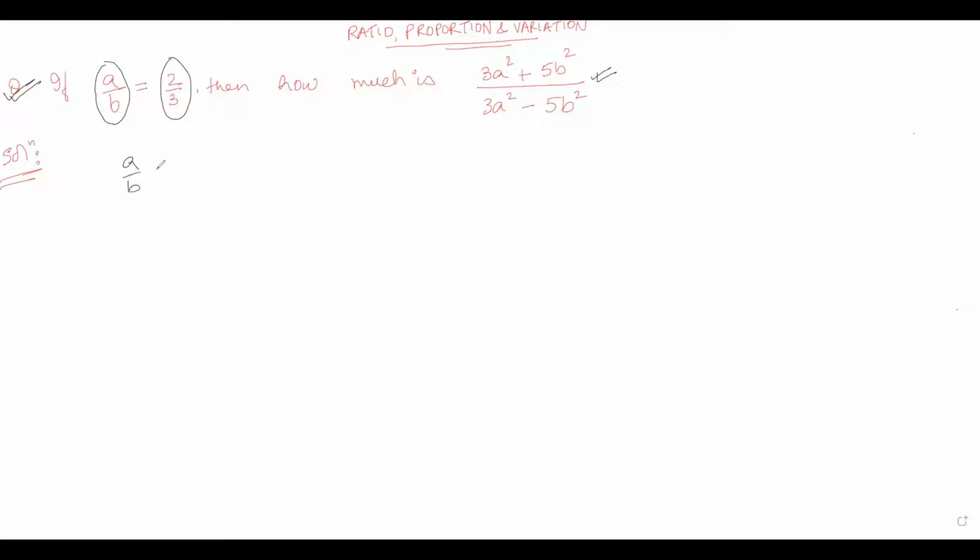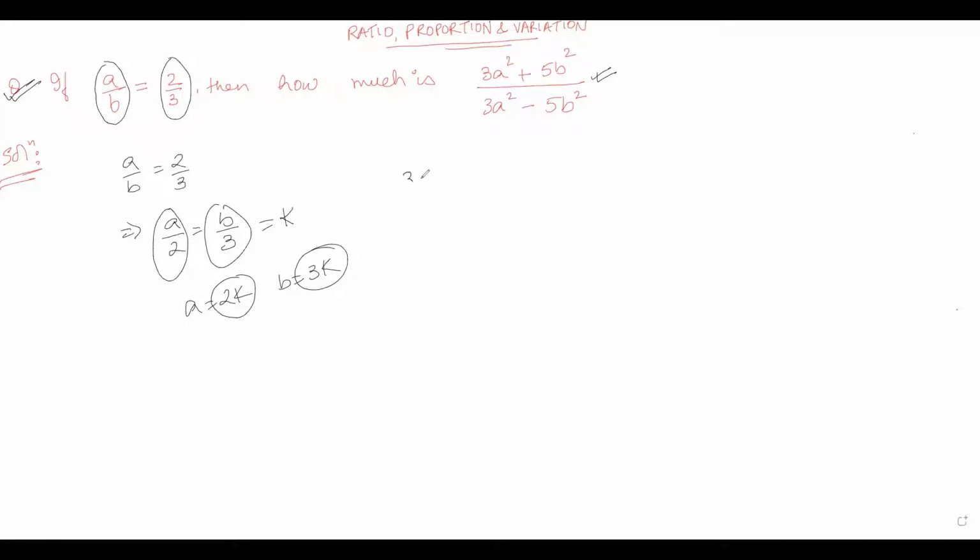Since A by B is given to be 2 by 3, so I can write it as A by 2 is equal to B by 3. Now, since these two ratios are equal, I can take this ratio to be k. So I can write A to be 2k and B to be 3k. Now I can use the value of A and B in this ratio and I can find the value.